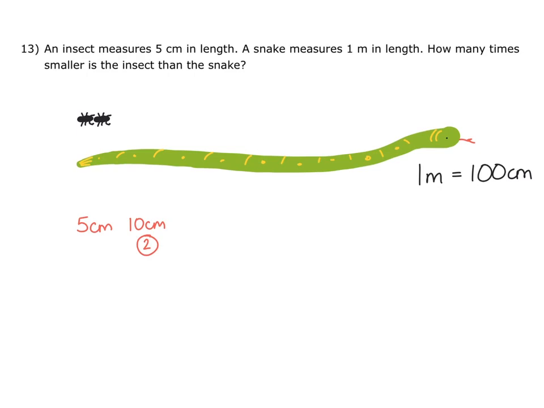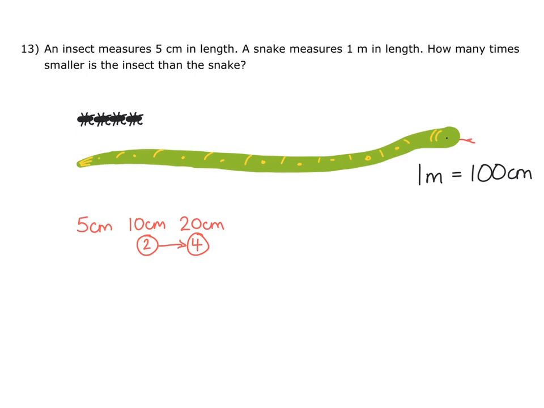Now we can do some doubling, because if I had 4 insects end to end like this, then 4 insects would be double that 10 centimetres. You can see I've doubled the number of insects, so I would double the measurement, and this would be 20 centimetres. I can do this again.